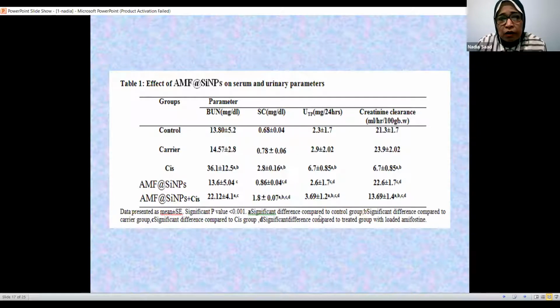In this table, we show the effect of encapsulated amifostine with silicon nanoparticle on serum and urinary parameters. As we see in the cisplatin group, renal serum and urinary parameters are affected with this nephrotoxic model, with high levels of urea, creatinine, and total protein, and decreased creatinine clearance, which come to almost normal level with our model, and safety of the nanoemulsion model and safety of the drug alone.